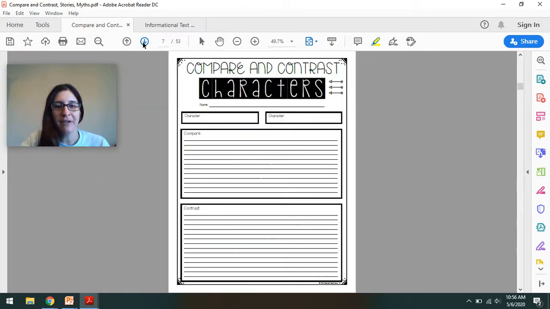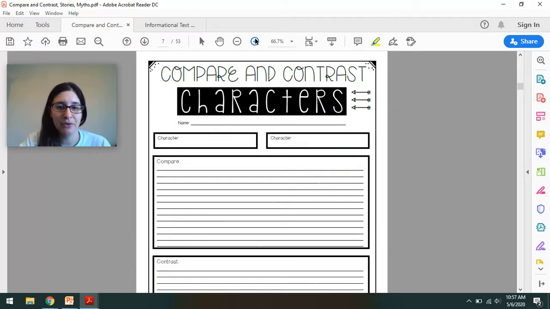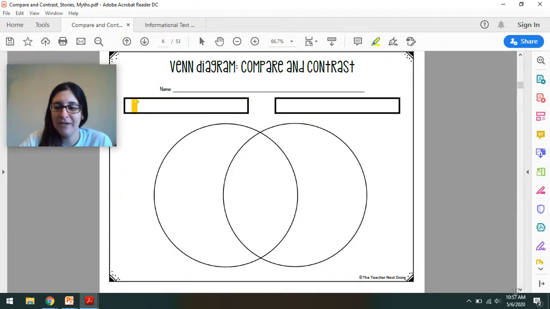Now, when we come to here, this is a way that we can compare and contrast different characters in a story. So let's say we all read the book Holes. So here I could put the character of Stanley, right? Here I could put the character of Zero. And then here we could compare, and then here we could contrast. So Stanley and Zero.